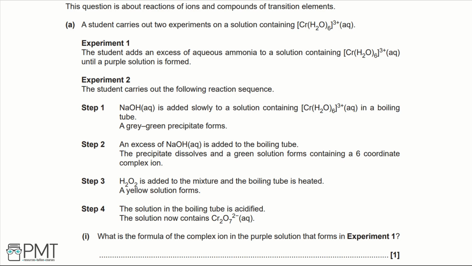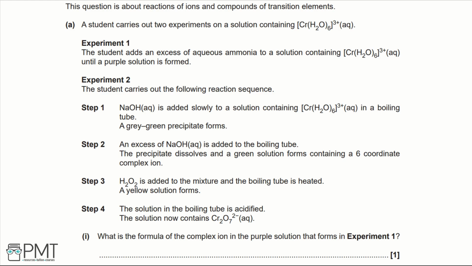solution is formed. Experiment 2. The student carries out the following reaction sequence. Step 1. NaOH aqueous is added slowly to a solution containing [Cr(H2O)6]3+ aqueous in a boiling tube. A grey-green precipitate forms. Step 2. An excess of NaOH aqueous is added to the boiling tube. The precipitate dissolves and a green solution forms, containing a 6-coordinate complex ion.